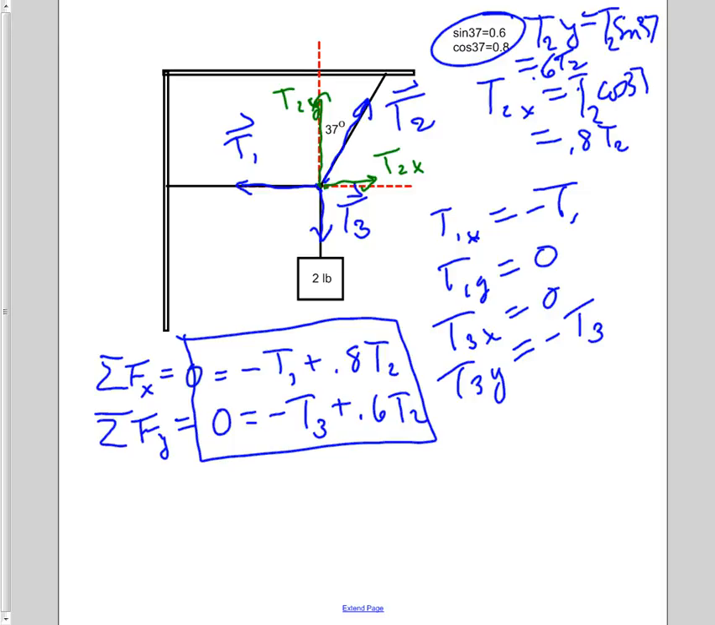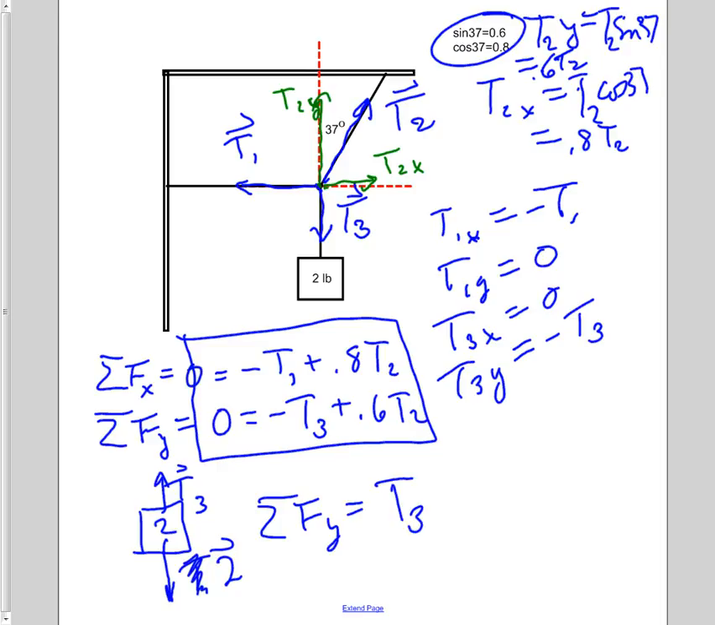And so I have to choose another body. Okay. There's only one more thing I can think of to look at, and that's the 2-pound weight here. And so we have a weight down, which is the vector 2, I'll call it. And the force up, of course, is the tension in that string, T3. And so I'll choose plus y to be up, and I'll say the sum of the forces in the y direction is equal to T3 minus 2, and that has to be 0. So T3 is equal to 2.